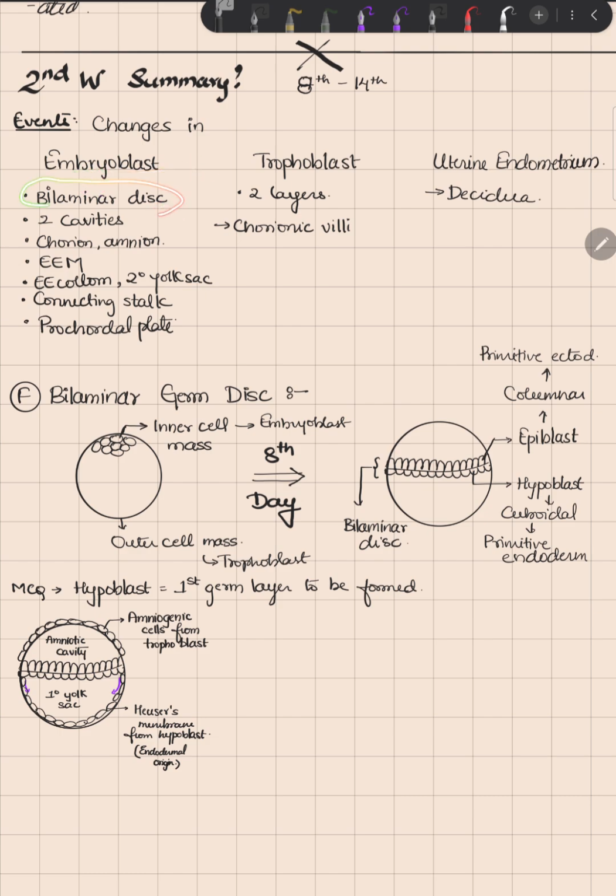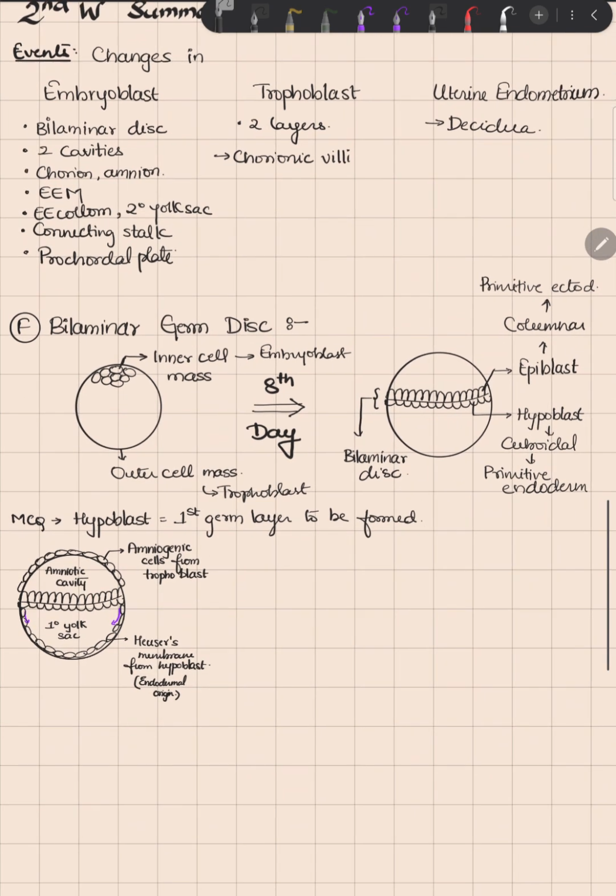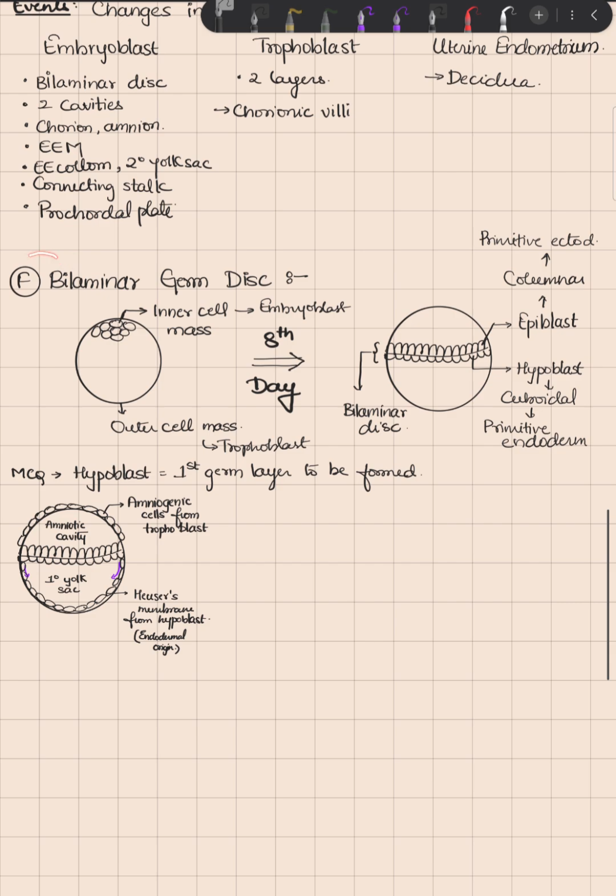You have the formation of the bilaminar germ disc. It is easier to remember as it's the second week, so everything will be 2. So you have the bilaminar, 2 layers in the germ disc. You have 2 cavities, 2 layers, chorion and amnion, like that you have to remember. So coming to the formation of the bilaminar germ disc, bilaminar meaning 2 layers.